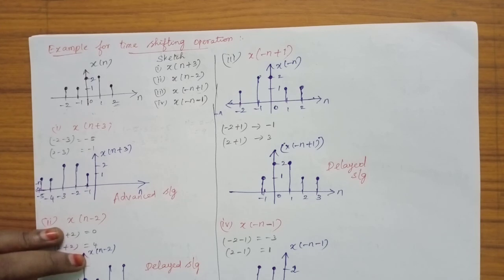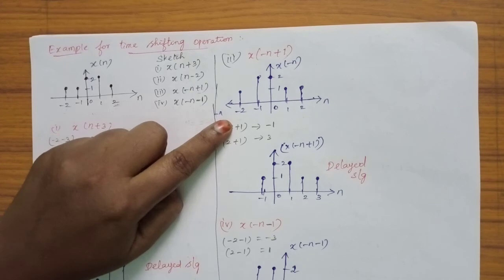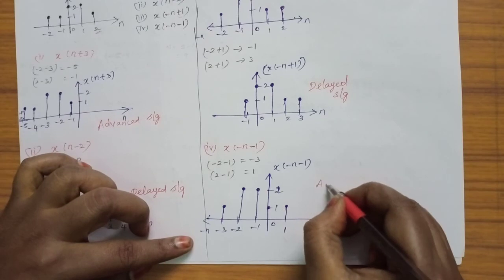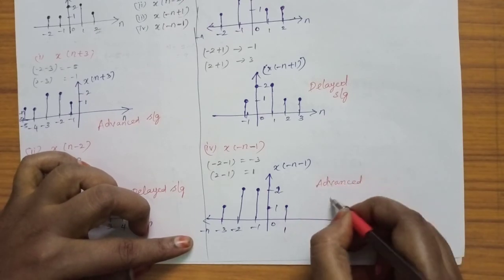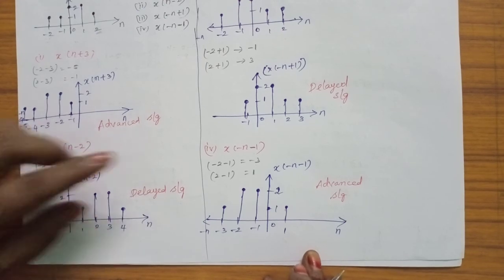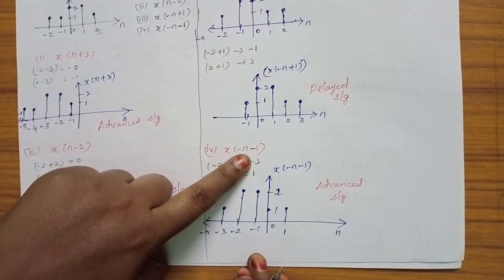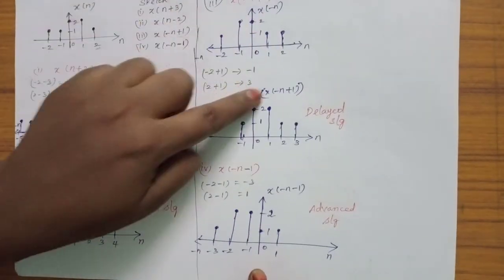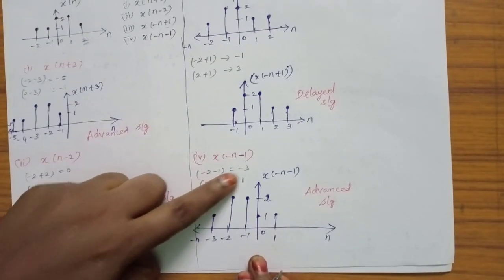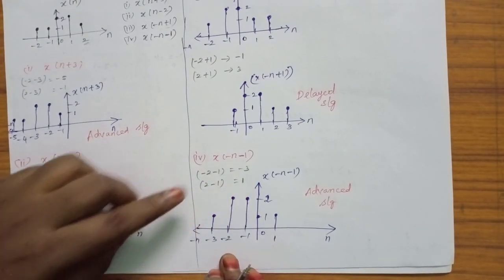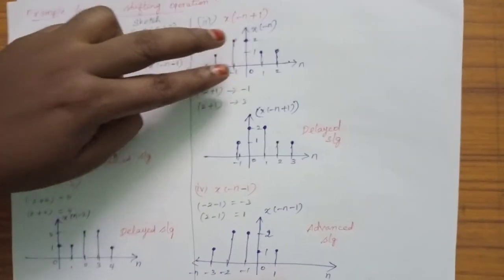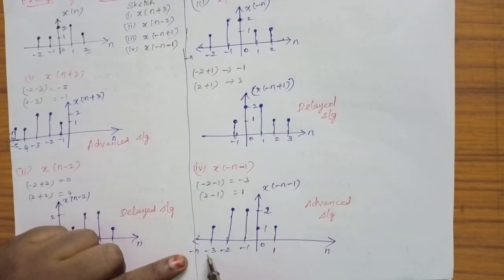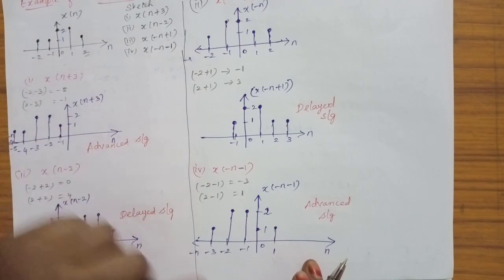This is a delayed signal, sorry, an advanced signal, because instead of minus 2 the signal starts early by one sample. This is the advanced signal. That is, for x of minus n minus 1 we have to subtract 1 from the limits of x of minus n. So minus 2 minus 1 is minus 3, 2 minus 1 is 1. So the limits are from minus 3 to 1, that is, we are going to drag the signal towards the left side by 1 sample. So it is starting at minus 3 instead of minus 2, so it's an advanced signal.